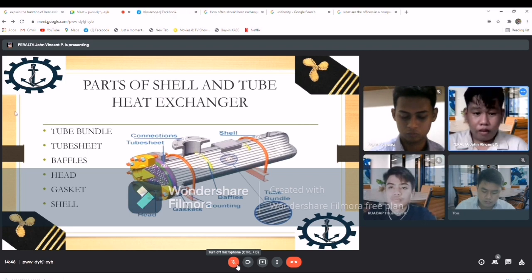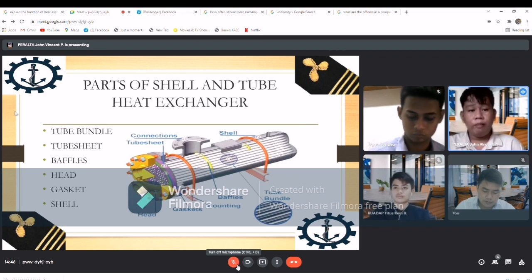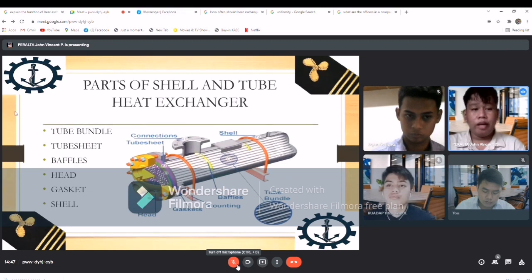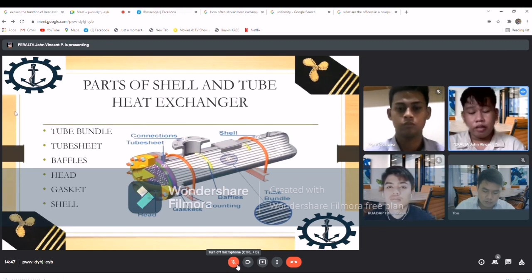Next is the baffles. They support the tubes in proper position during assembly and operation and prevent vibration of the tubes caused by flow induced vibration. They guide the shell side flow back and forth across the tube field, increasing the velocity and heat transfer coefficient. Simply, they maintain the tube spacing. Next is the head. This is where the fluid enters the tube side of the exchanger. It is sometimes referred to as the stationary header.